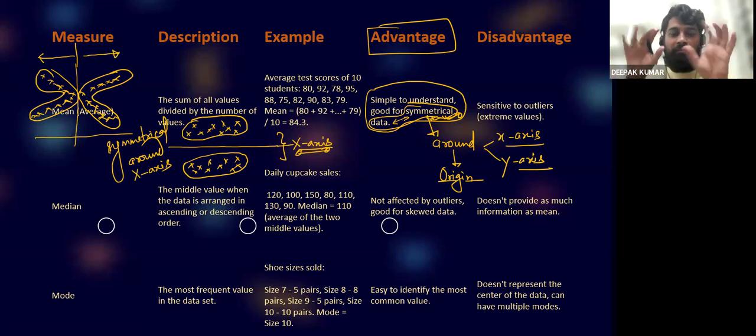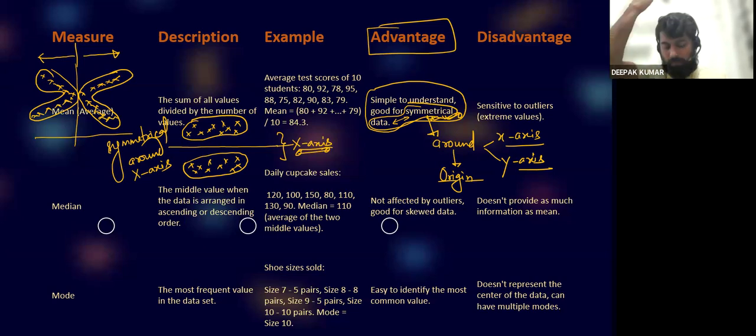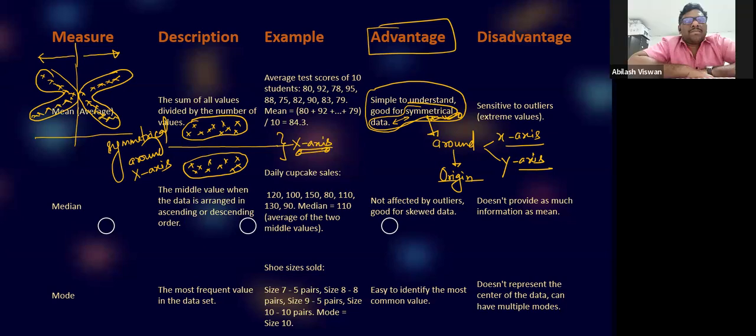Like consider your own body. If you cut your body into two equal halves around the y-axis, your body shall be divided into two equal halves. Hence we call the human body symmetrical around which axis? X, Y, or what? X-axis, sir.